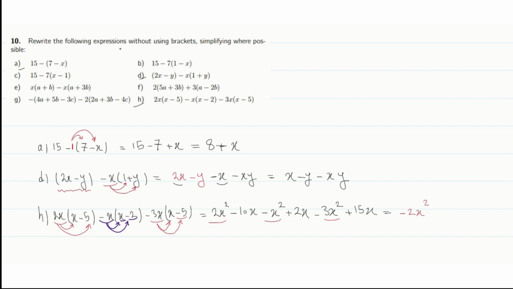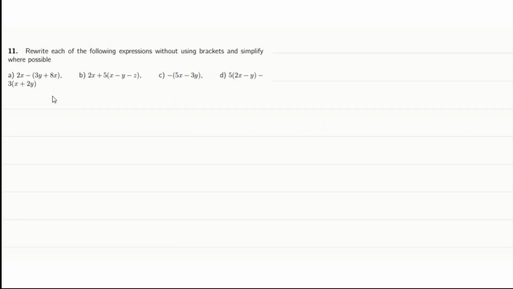Now let's look at the x terms. We have minus 10x, 2x, and 15x. So we have minus 10 plus 2, which would be equal to negative 8, and negative 8 plus 15 would be equal to plus 7x, and that would be our solution.